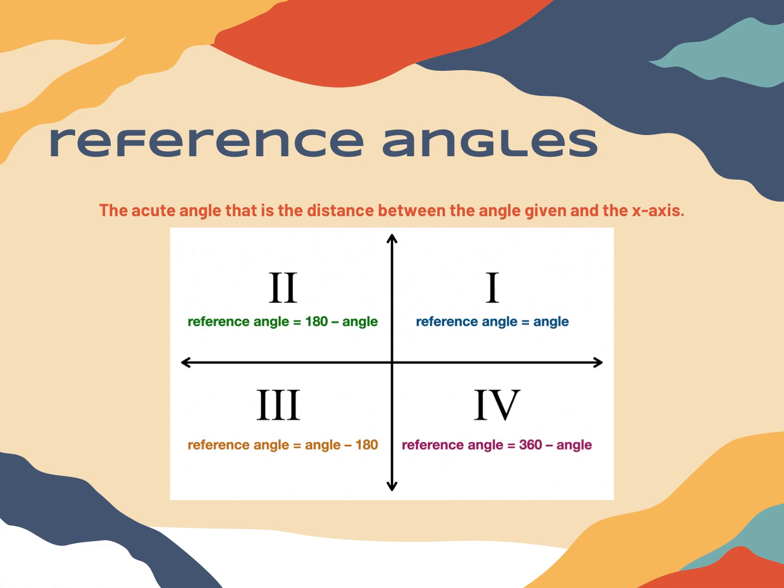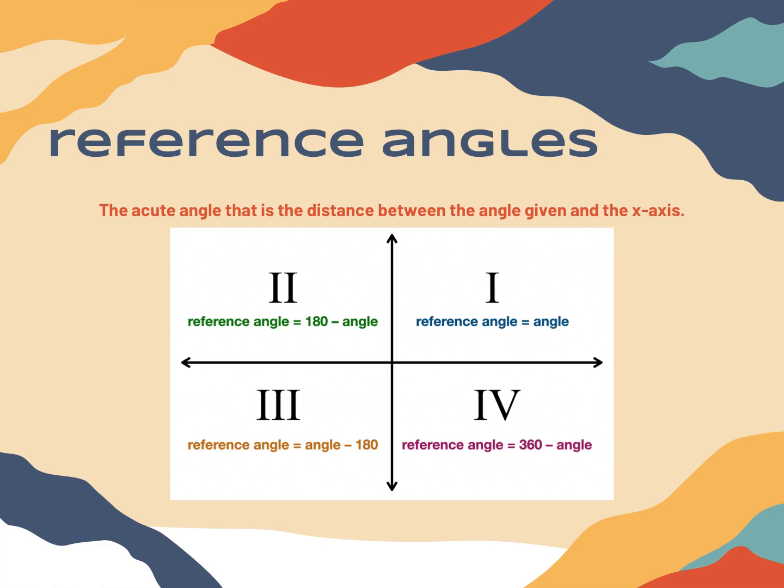In quadrant 3, in this one, you're going to take the angle and subtract 180. And then for the next one, it'll be the angle minus 360. All right, so let's go ahead and take a look here.